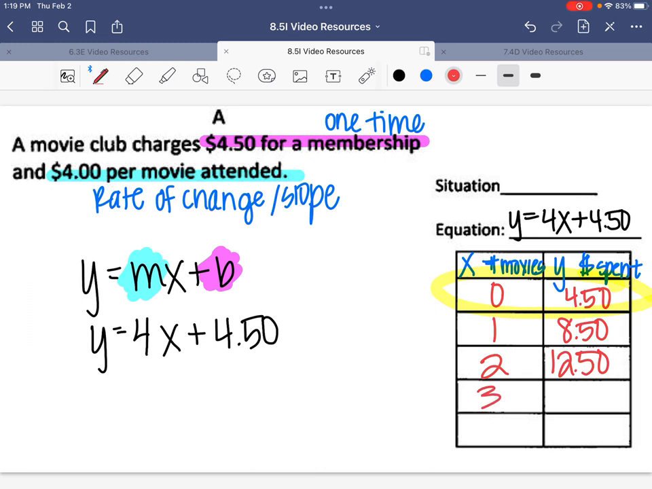3 movies, again, $4 more. So now I have spent $16.50. And for a 4th movie, I tack on $4 more, and that is $20.50. So now that we're able to represent the verbal scenario in an equation, also in a table, now we want to go see if we can match it with one of the graphs that we were given. So take a moment, look through the graphs, and pause, and then in a moment we'll see which graph it is.